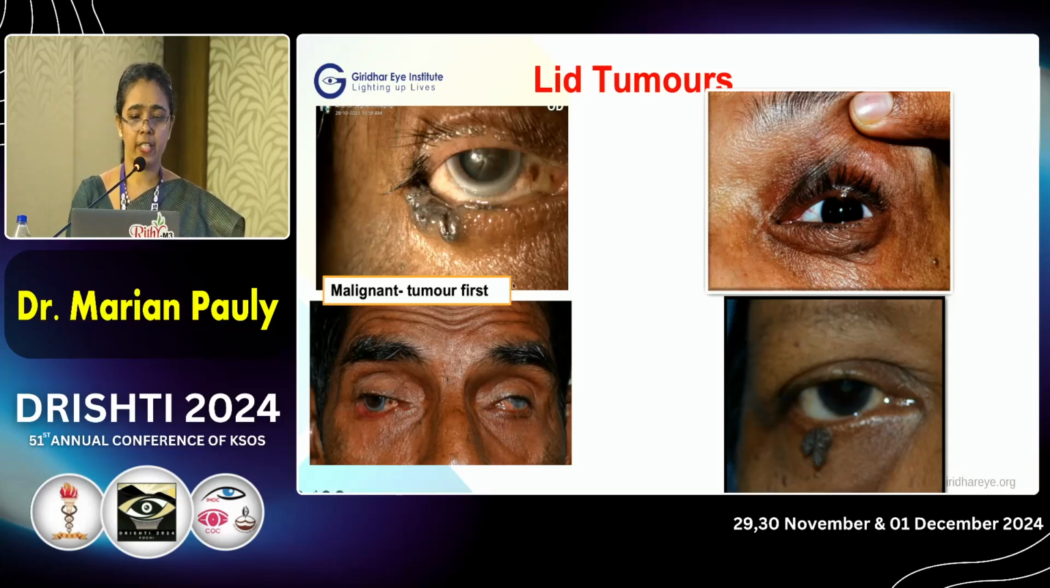So this is our one-eyed patient actually. You can see the black cataract with the basal cell carcinoma. So we did tumor surgery first and reconstruction, then he underwent cataract surgery.